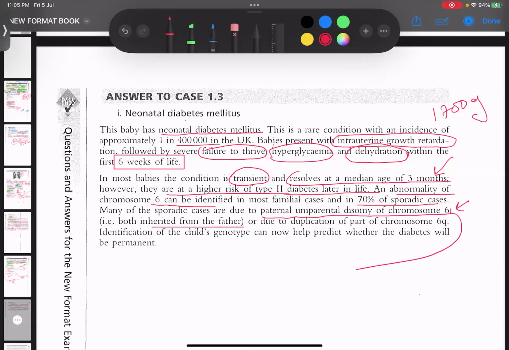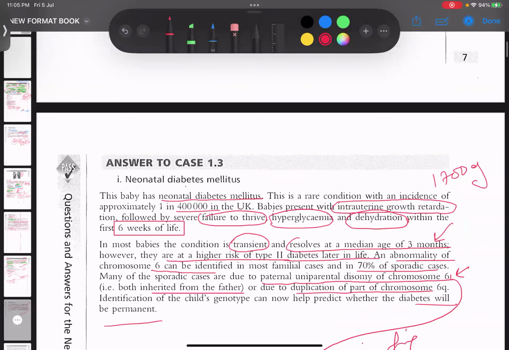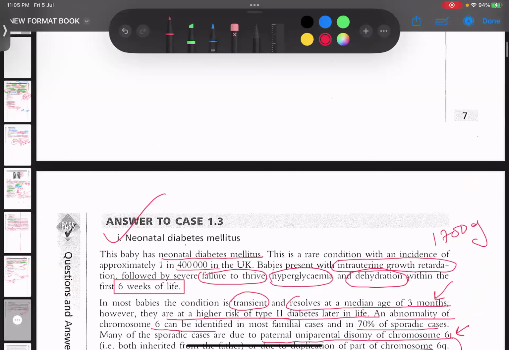This is basically again an imprinting disorder, or due to duplication of part of the chromosome. Yes. So this is a case of neonatal diabetes mellitus presenting to us with DKA. Simple. Again, we need to look into the ketone levels, right, to consider that this is a case of DKA.